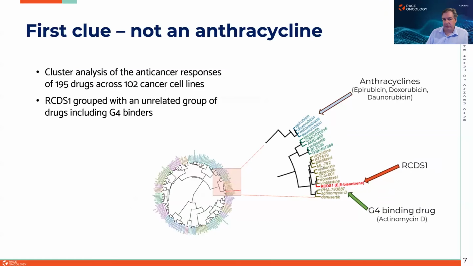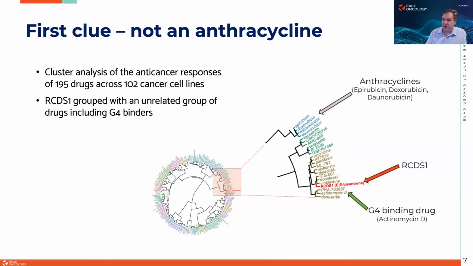So the first clue we got, this is from about 5 years ago, actually. This is one of the earliest pieces of data. We did a cluster analysis, an unbiased look across 102 different cancer cell lines, across a wide range of different cancers, with 195 different drugs of all different mechanisms of action. And you look at that and see how the drugs cluster together. If you look up the top there, you can see all the anthracyclines, epirubicin, doxorubicin, daunorubicin, and mitoxantrone, all cluster together. They all behave almost identically to one another. So all the cells that will respond or be sensitive to any of those drugs all work together.